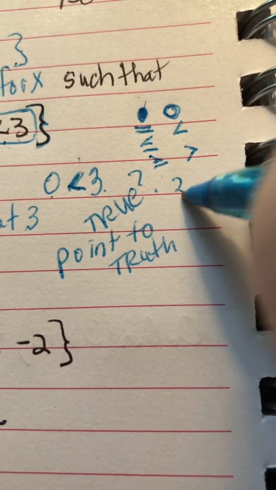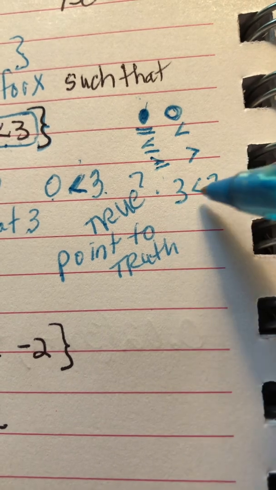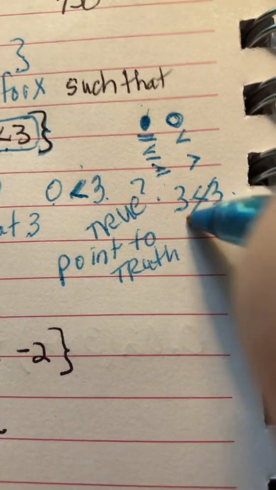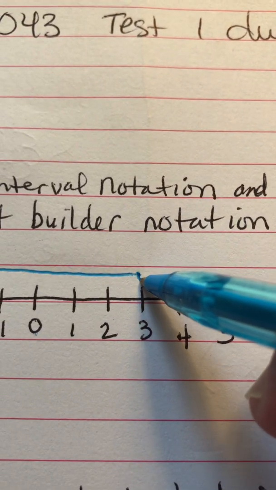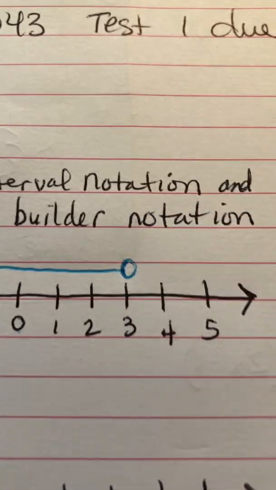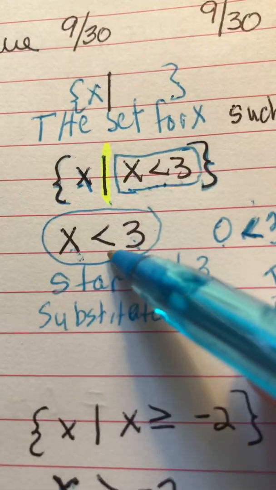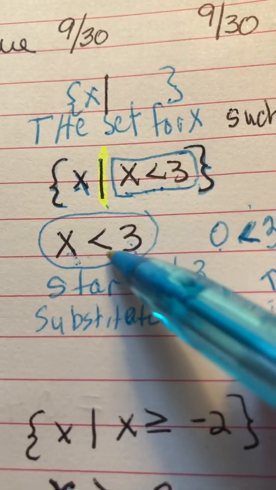Because if you used 3 in that statement, well, that's not true. 3 is not tinier than 3. That's false. So 3 doesn't work, but it has to be our starting point. So we're going to make this an empty circle because our original statement did not have an equal line underneath it, part of an equal line.